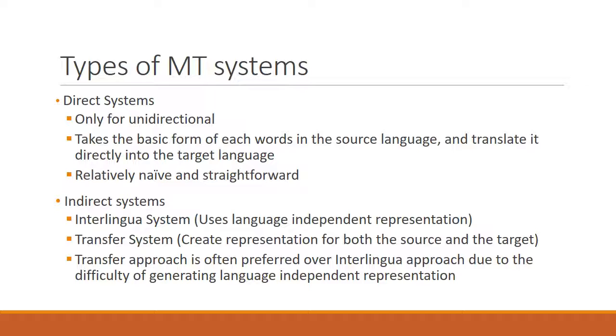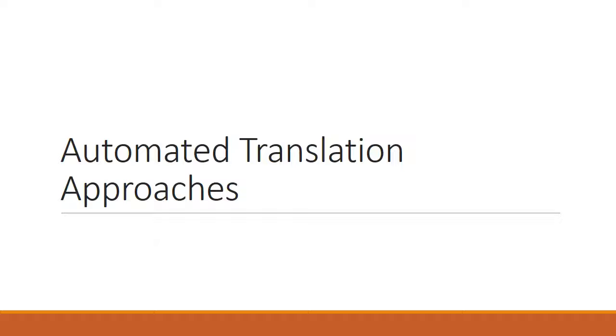Indirect systems often create a meaningful representation of texts from the source language before translating it into the target language. It is often categorized into transfer systems and interlingual systems. The difference is that the interlingual systems all use language-independent representation, while transfer systems do not. Now that we have covered some basic types, let us look at the approaches behind modern machine translation systems.